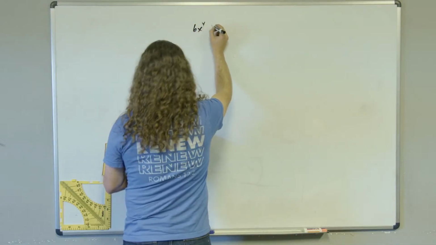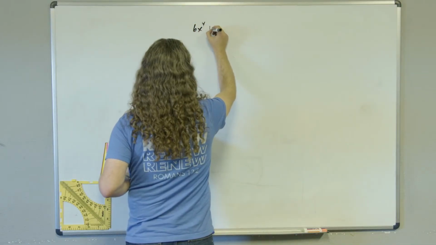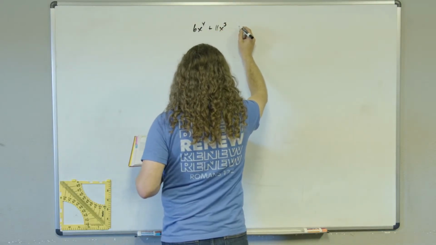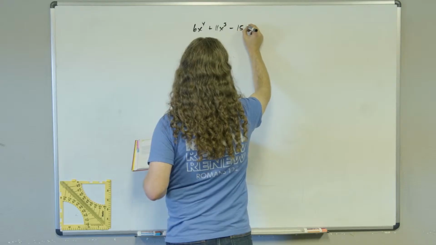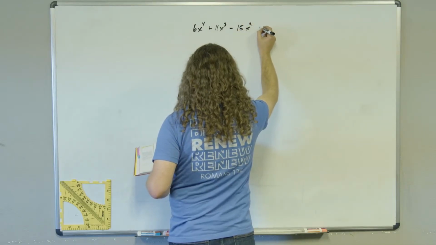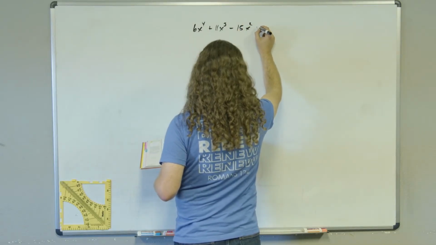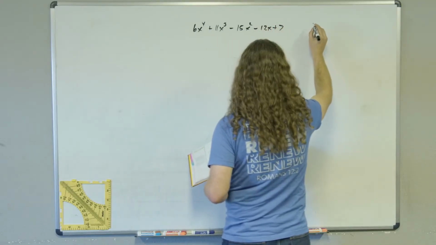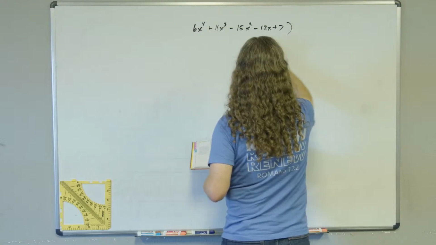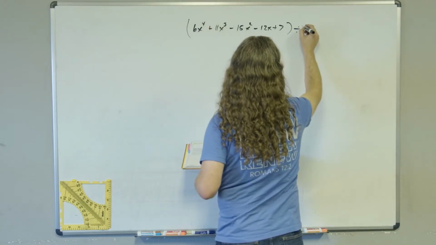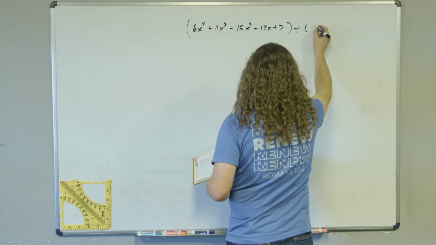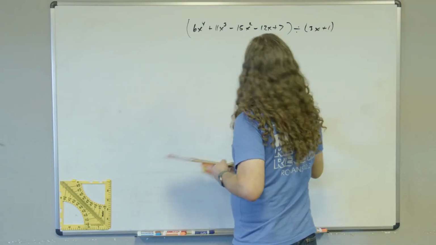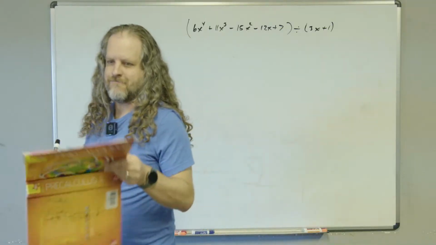6x to the 4th plus 11x cubed minus 15x squared minus 12x plus 7, divided by 3x plus 1. Do you see that first number and then the very last number? 6 and 7.